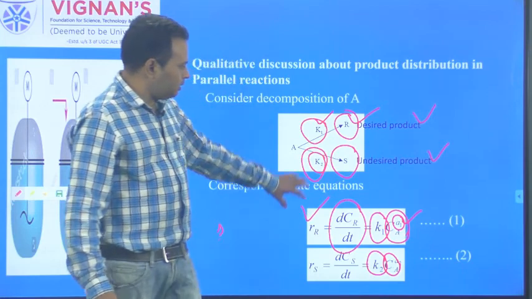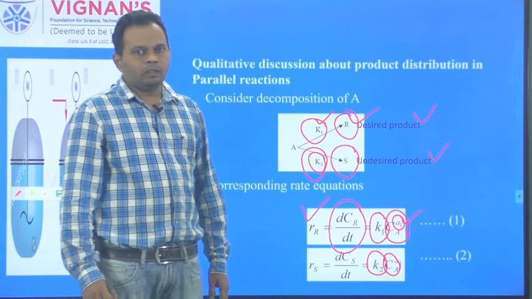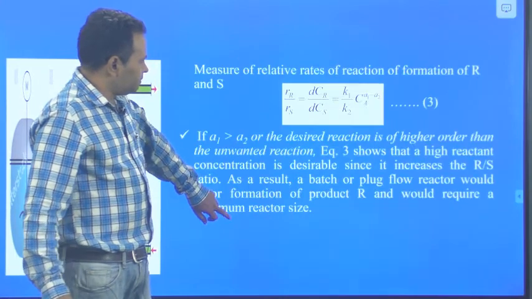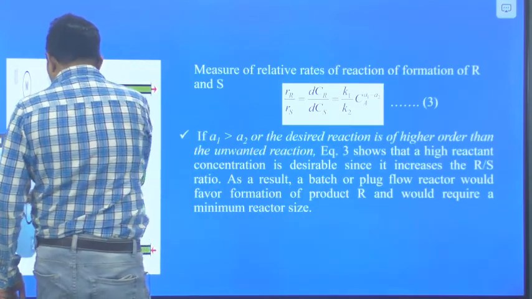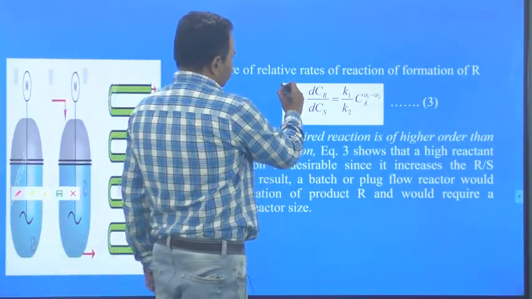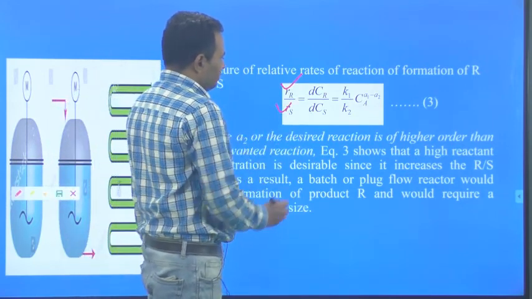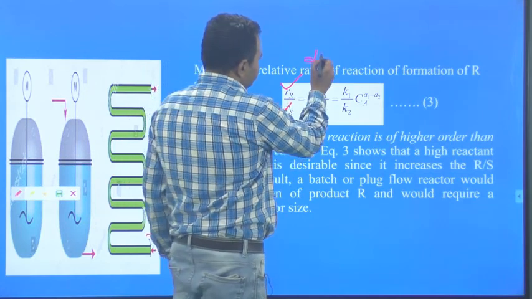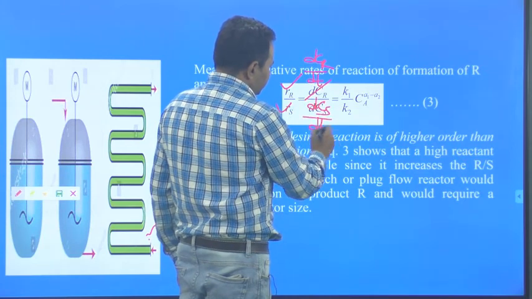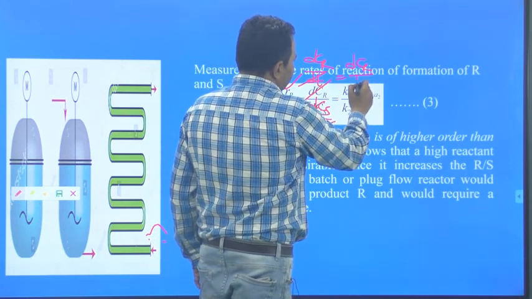Based on this parallel reaction, after writing the rates of formation of R and S, now find the product distribution equation. The product distribution equation is the rate of formation of the desired product to the rate of formation of the undesired product. Here RR is the rate of formation of the desired product and RS is the rate of formation of the undesired product. From this, RR we wrote earlier as dCR/dt and RS as dCS/dt. Here dt cancels, and finally you obtain dCR/dCS.